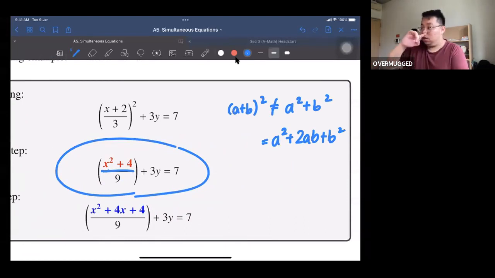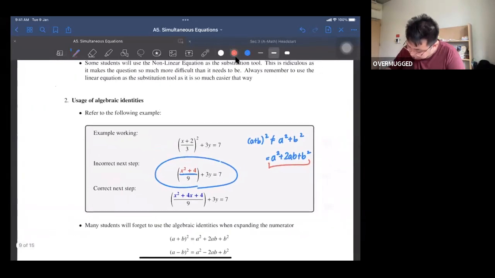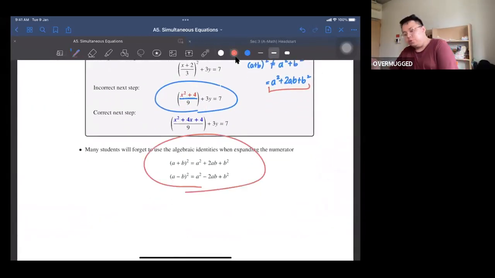Especially right now at this stage, you are going to be facing non-linear equations. You must remember that at every step, you need to use the algebraic identities, or else there's no way you can solve the question. So the identities are here. Please remember to use these two.